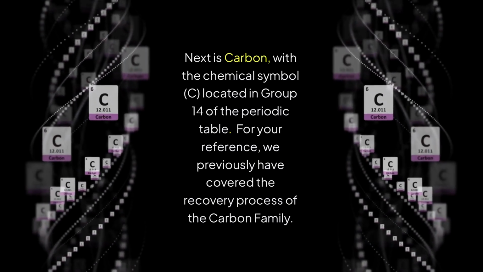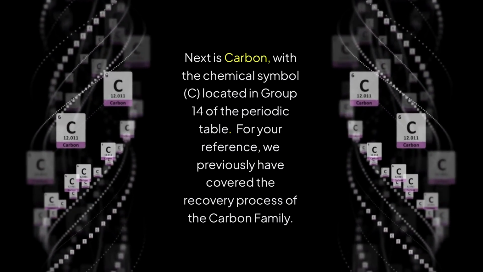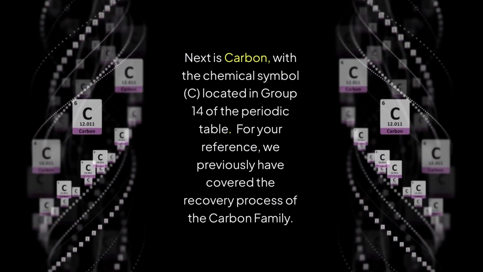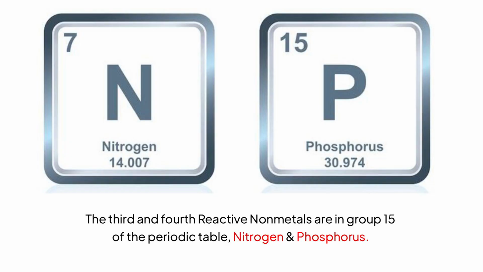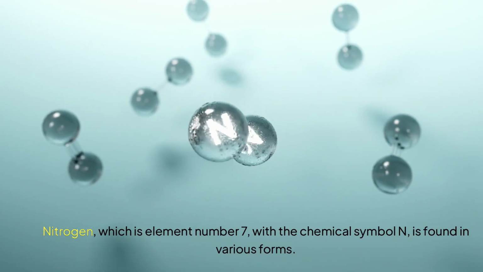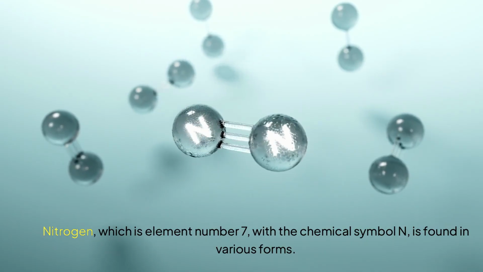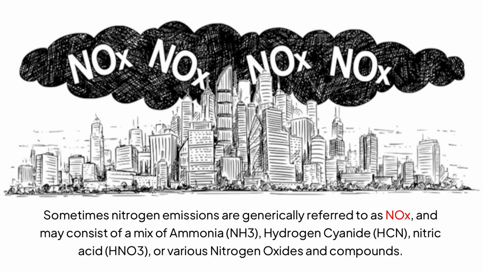Next is carbon, with the chemical symbol C, located in Group 14 of the periodic table. For your reference, we previously have covered the recovery process of the carbon family. The third and fourth reactive nonmetals are in Group 15 of the periodic table, nitrogen and phosphorus. Nitrogen, which is element number 7, with the chemical symbol N, is found in various forms. Sometimes nitrogen emissions are generically referred to as NOx, and may consist of a mix of ammonia, NH3, hydrogen cyanide, HCN, nitric acid, HNO3, or various nitrogen oxides and compounds.